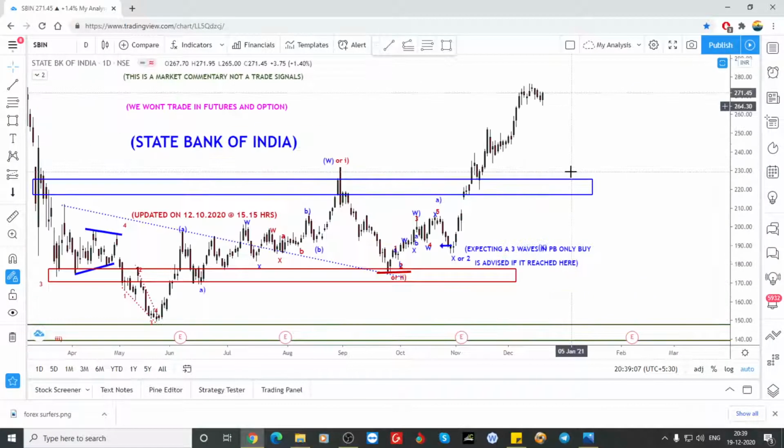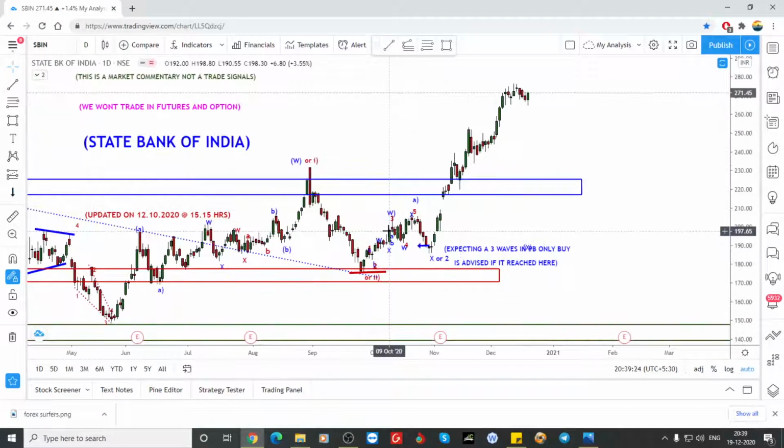So as of now, 1 2 3 4 5, I said. So if it is a 1, this is the 2, so A, B, C is a 3, or what could happen here is whether this A, B, C is a W or A, B, C as a B or an X. So this is the wave 1, this is the wave 2.